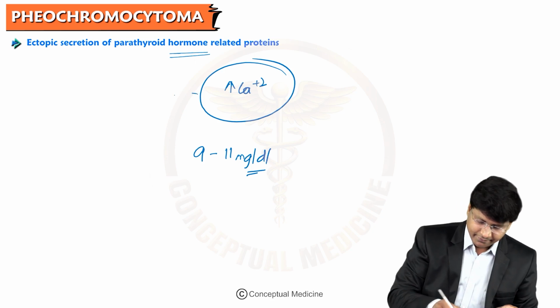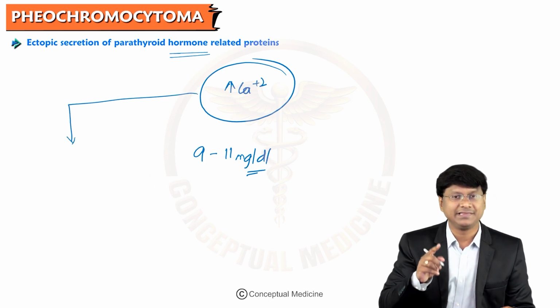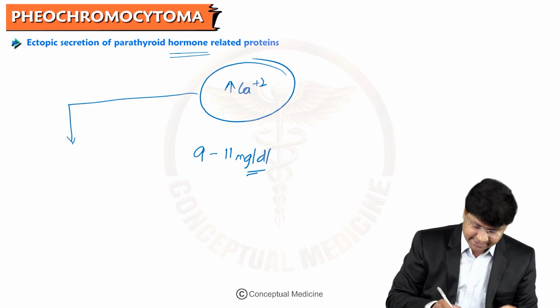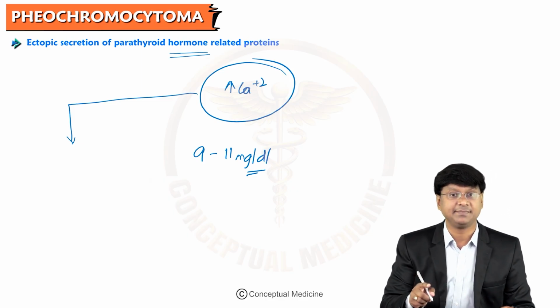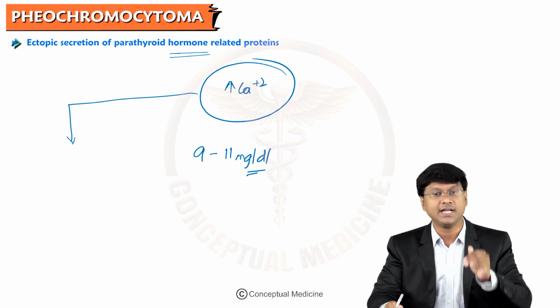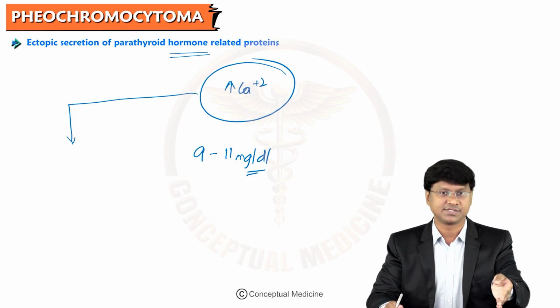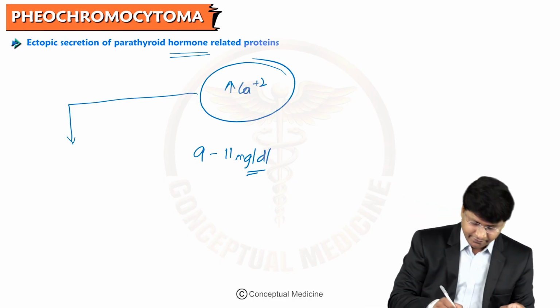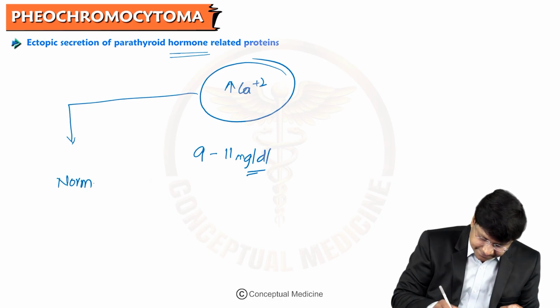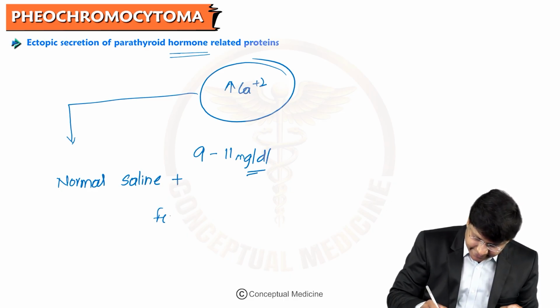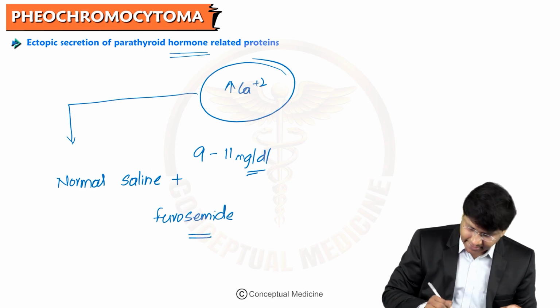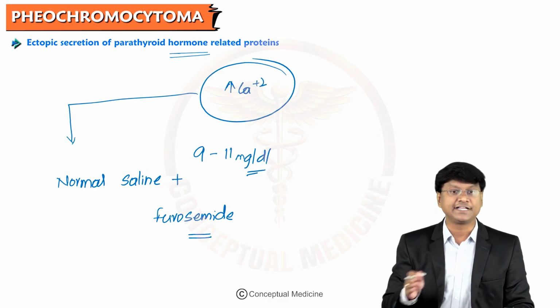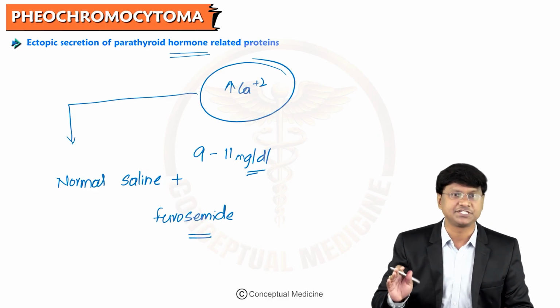And please remember, whenever there is hypercalcemia, what will be the drug of choice? The drug of choice in patients with hypercalcemia depends upon the level of increase in the calcium levels. So if the calcium levels are in between 11 to 12 or 11 to 13, we initially start with normal saline, and along with that we start furosemide. So that will start flushing out the calcium.